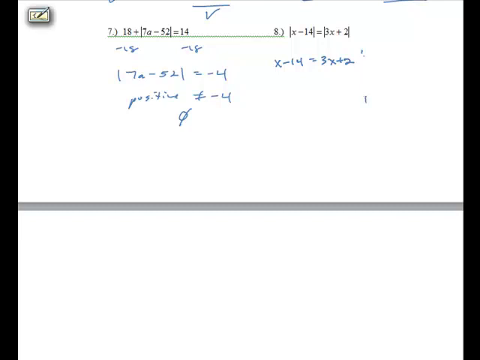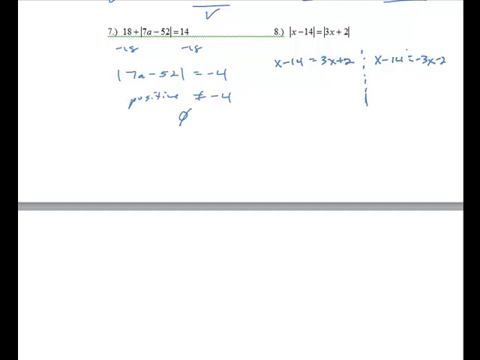The second equation, the left-hand side remains the same again, x minus 14, but we multiply the right-hand side by negative 1. Now there's two terms over there. We have to make sure we distribute that negative 1 or multiply every term on the right-hand side by negative 1. So it's going to become negative 3x minus 2. So at this point, solve each equation.